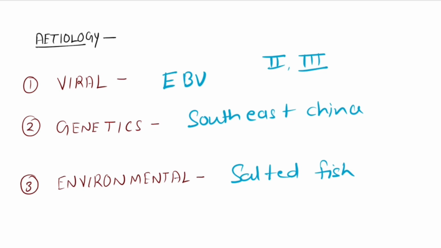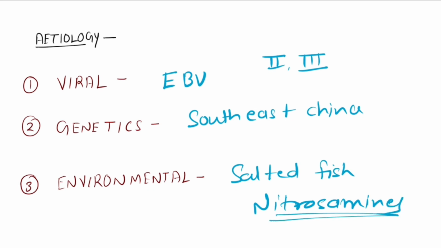What's environmental? The development of nasopharyngeal carcinoma is associated with a high dietary intake of salted fish. Why? Because salted fish have carcinogenic nitrosamines, and due to that, nasopharyngeal carcinoma can occur. So viral, EBV; genetics, Southeast China; and environment, salted fish. That is it. Now let's talk about histopathology.